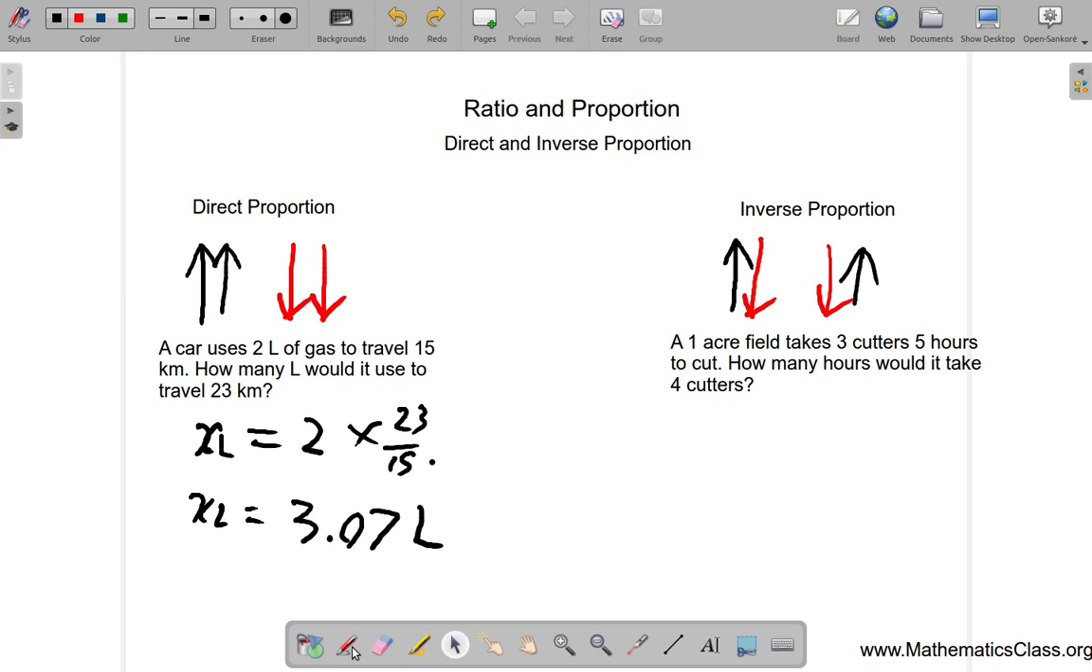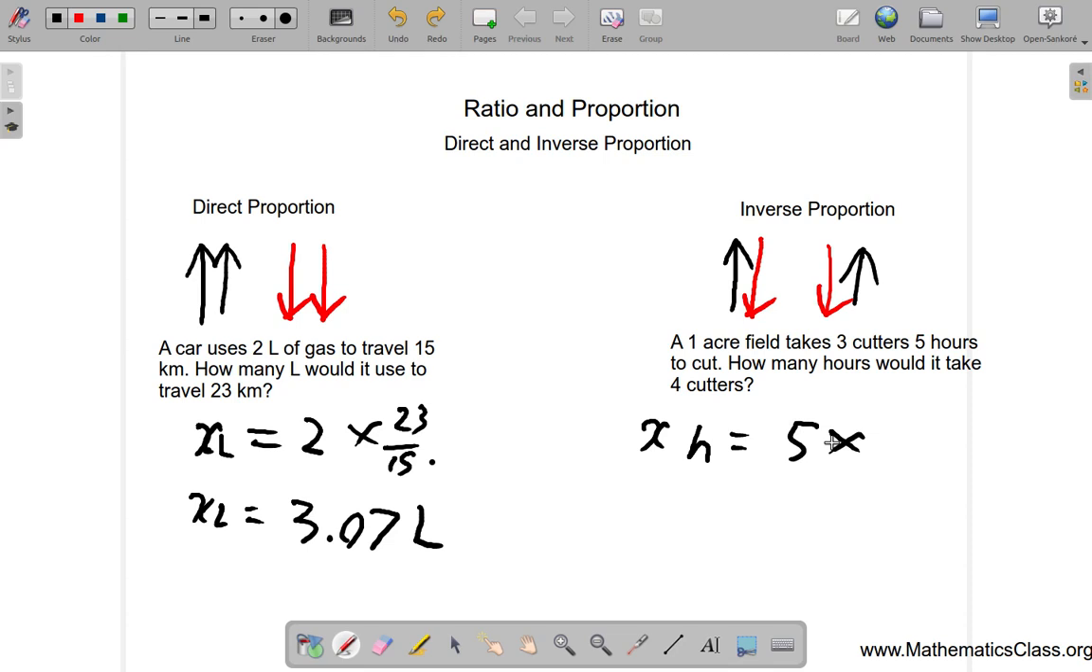So, in this case, you say how many hours? Call it X hours. You don't know how many hours that is. X hours is equal to, you're going to do something with the first number, the 5 hours, multiplied by.